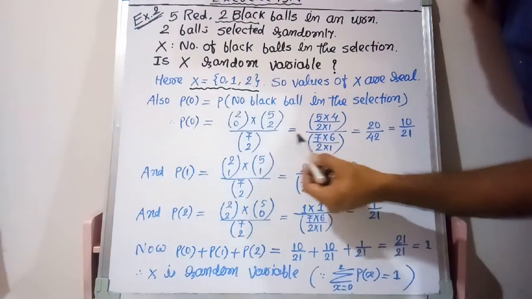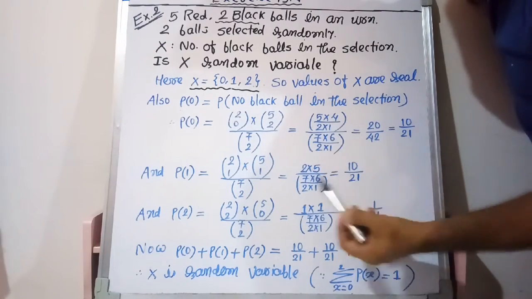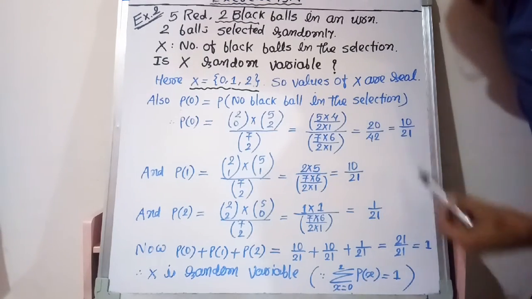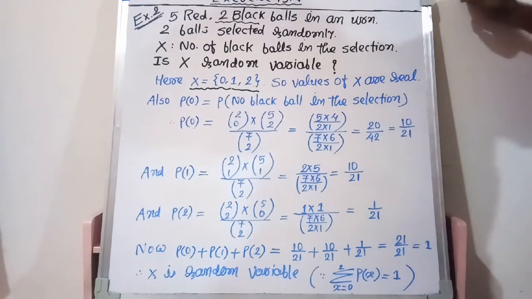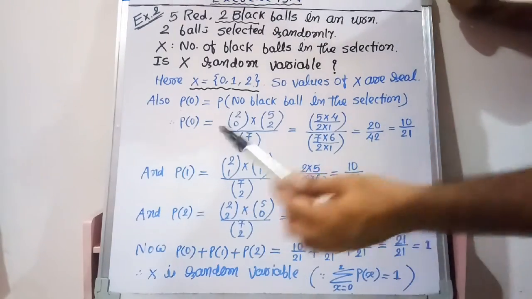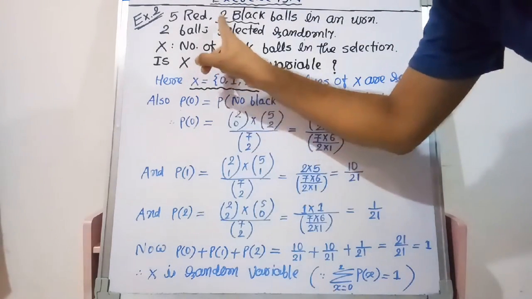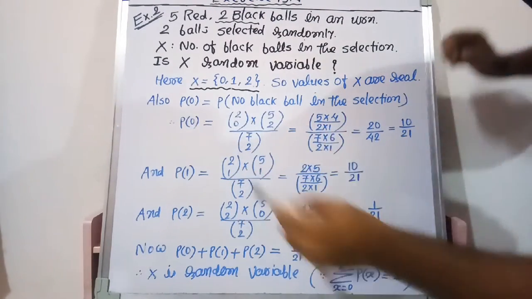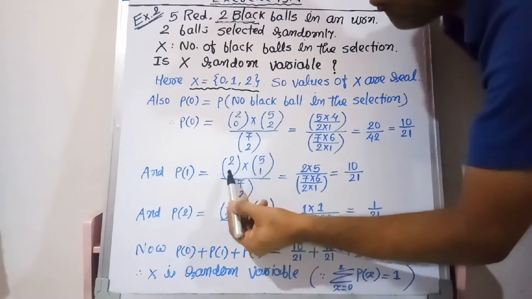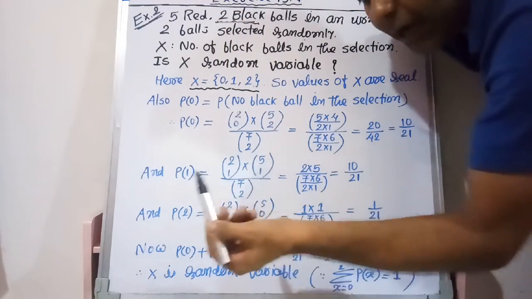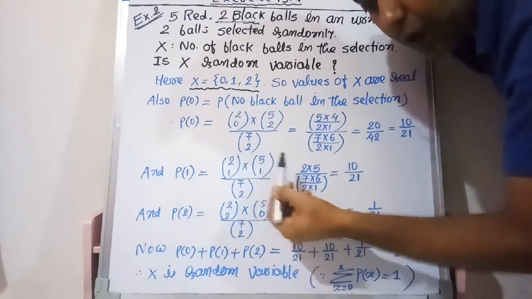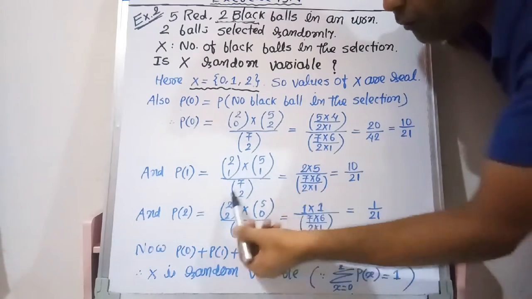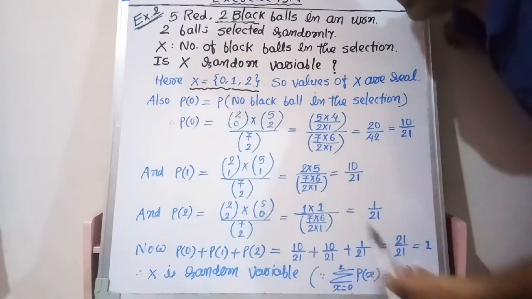And what is this? 2C0 is 1. 5C2 is 5 into 4 by 2 into 1. 7C2 is 7 into 6 by 2 into 1. So it's 20 by 42, and that's why it's 10 by 21. And probability of getting 1, getting 1 means 1 black ball. So 1 black ball means 2C1 into 5C1. It is very clear that there are 2 black balls, so 1 black and 1 red. You can write it this way using combination, upon 7C2, which is the sample space. So again you solve: 2 into 5 upon 7 into 6 by 2, so again it is 10 by 21.